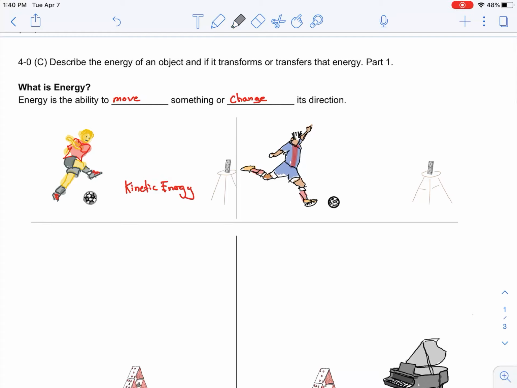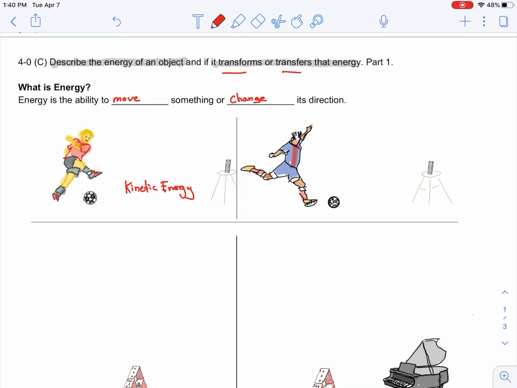All right, class, let's have a little introduction to energy and talk about two associated concepts. So what do I mean? We're gonna describe the energy of an object, figure out does it have energy, what gives it more energy, and I want to know if it forms or transfers that energy. So these are the two associated concepts I want to learn about too.